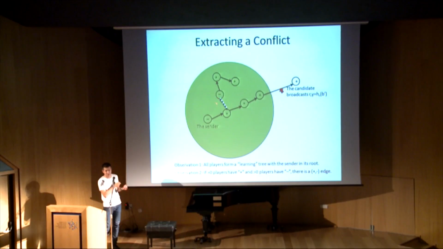It must be the case that they have the same value, but they produce different digests. So it must be the case that at least one of them is lying. Okay, so now we identified again the two players and one of them is bad. And this will be the conflict.